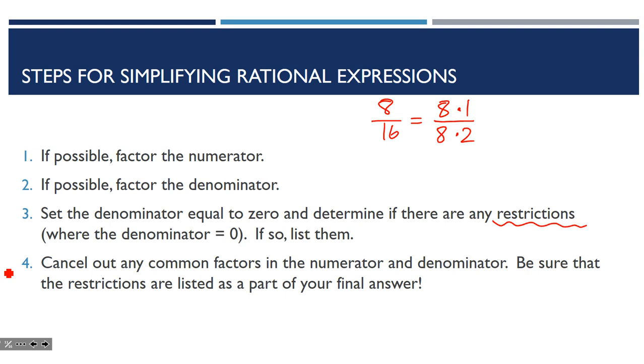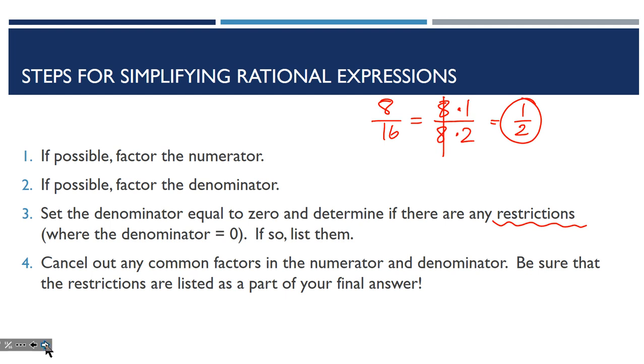But now on to step 4, cancel out common factors in the numerator and denominator. 8 and 8 are my common factors. So my final answer is 1/2. So these are my steps for essentially reducing a fraction, but also simplifying a rational expression.